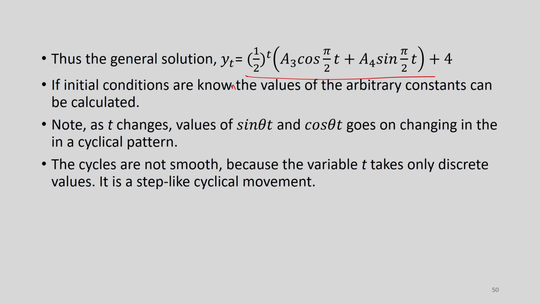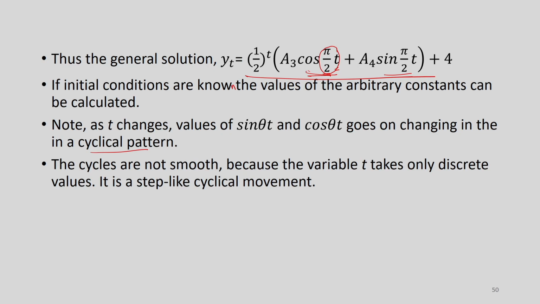Note, as t changes, the values of sin theta t and cos theta t go on changing in a cyclical pattern, right. That we know from trigonometry, as this theta, that is pi by 2, is given to us. As t changes, cos pi by 2 multiplied by t, right, t will take 0, then 1, then 2, etc. So, this angle is going to change accordingly, and the cos of that angle will change in a cyclical manner, and similarly the sine of the angle will also change in a cyclical manner, right. That is what I have written.